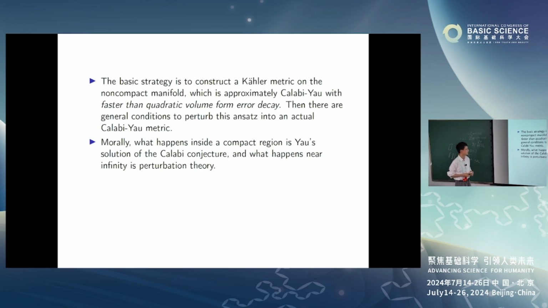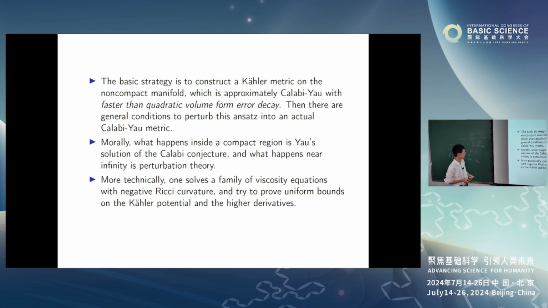compact region? In a compact region, this doesn't need to be small. The small thing is only small asymptotically, and it needs to decay sufficiently fast. But what happens inside the compact region is basically Yau's solution of the Calabi conjecture. And what happens near infinity is, morally speaking, perturbation theory. It's not exactly that, but morally.